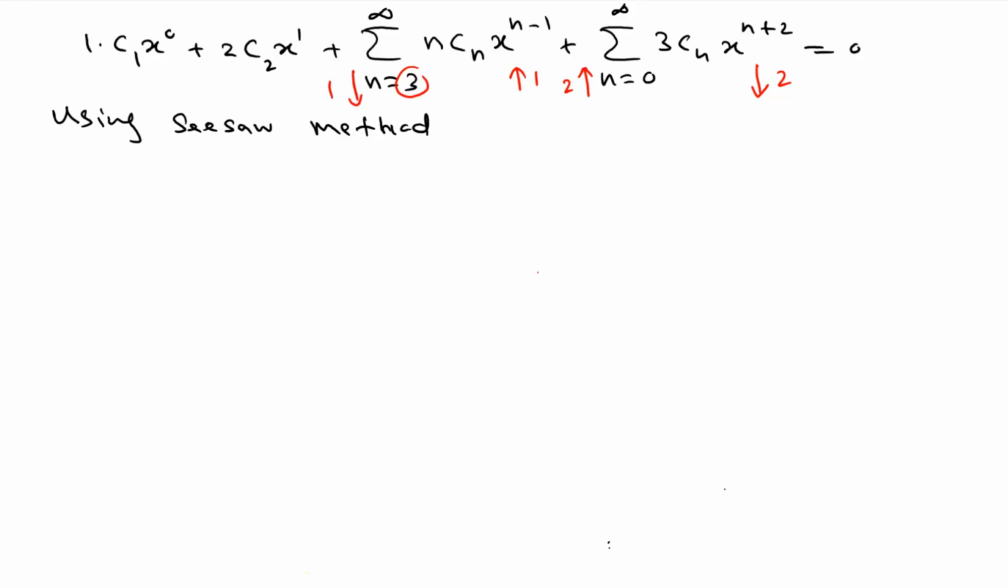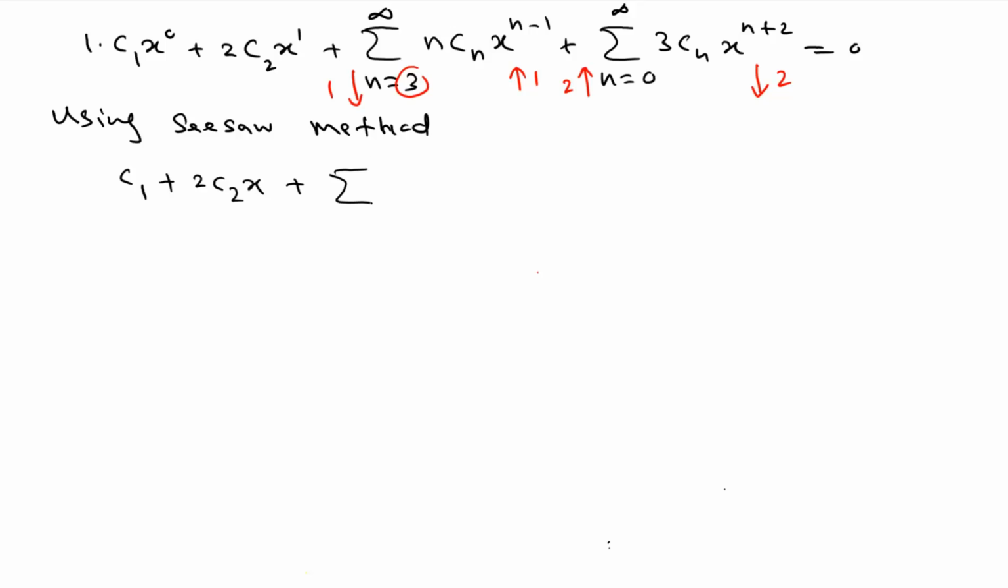So if you forgot about the seesaw method, you can look at the video and you can see the link in the description. So let's see what's going to happen. So we're going to see this c1 plus 2c2x plus, so let's bring it down by 2.